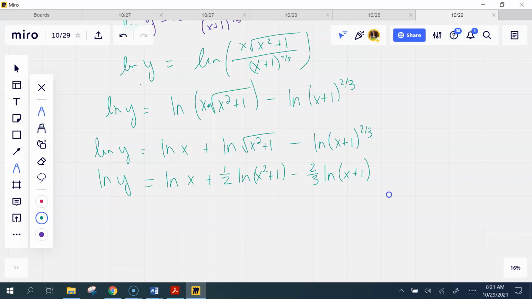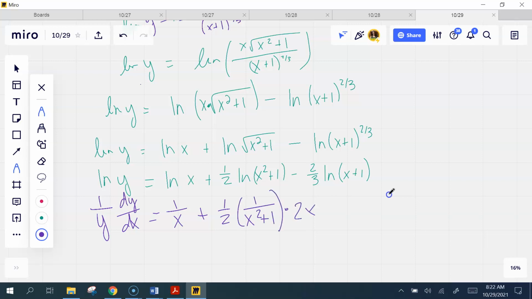Okay. Now I am ready to derive, and I am going to do the derivative on both sides. So the derivative of the log of y is 1 over y dy/dx. And then the log of x is 1 over x. The log of this is 1/2 times... But I have to do dx, so I've got to do 2x here, yes? Minus 2/3, 1 over x plus 1, and dx here is just 1.